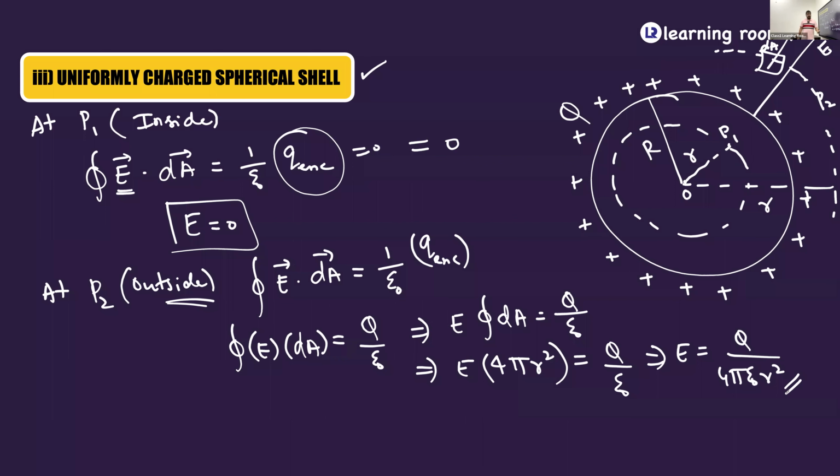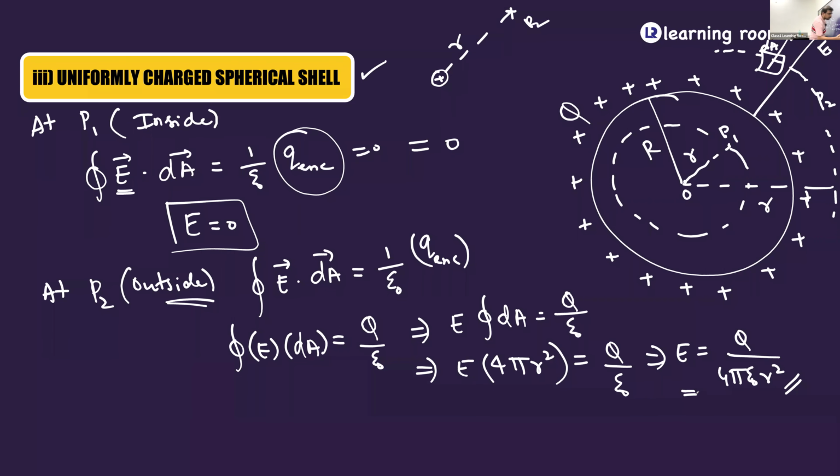If you see, outside the spherical shell, it is acting similar to a point charge. Meaning, for a spherical shell, if you calculate the electric field outside, it is the same as you having a point charge which is placed exactly at the center, at a distance r from this point P2. They both are not the same, but it is acting as if it is a point charge placed at the center of the sphere. Am I clear with this?